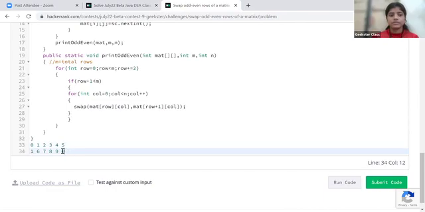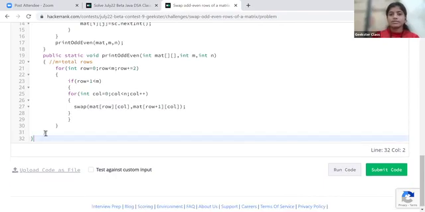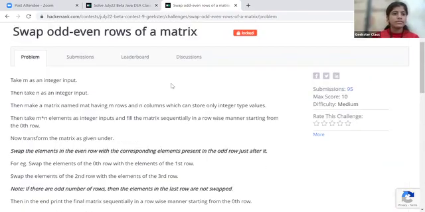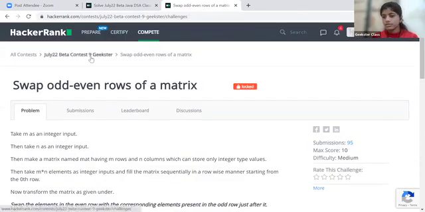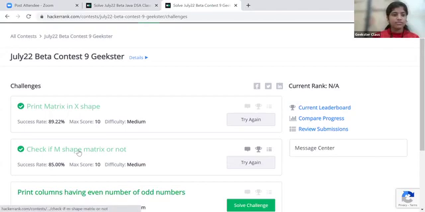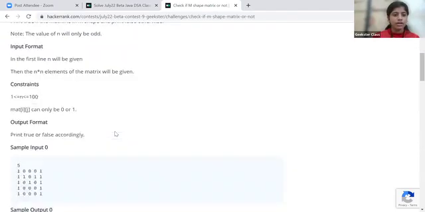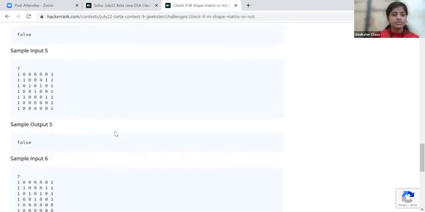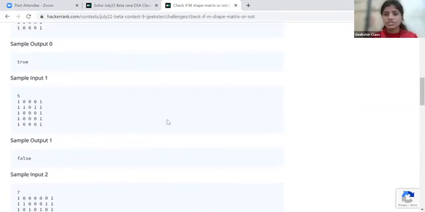Okay. Yes. Thank you. Okay, some people had more doubts. It's 7:28. Aniket, you asked me to check if it is an M-shaped matrix or not. So is the question clear or not? Tell me.